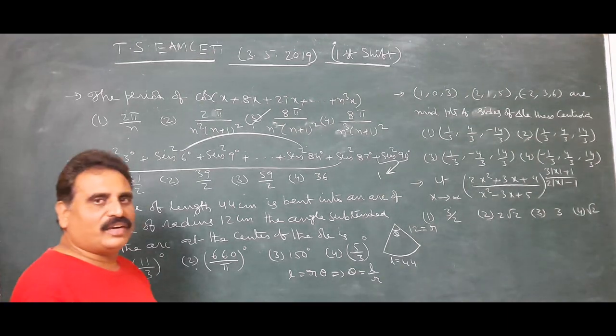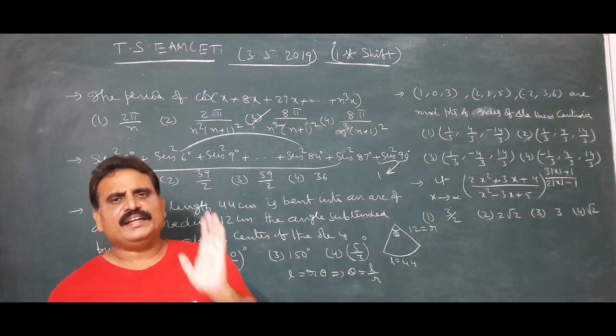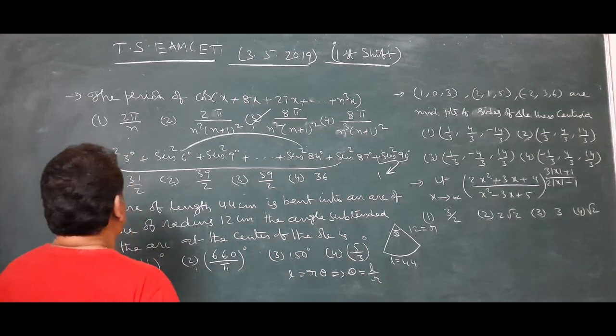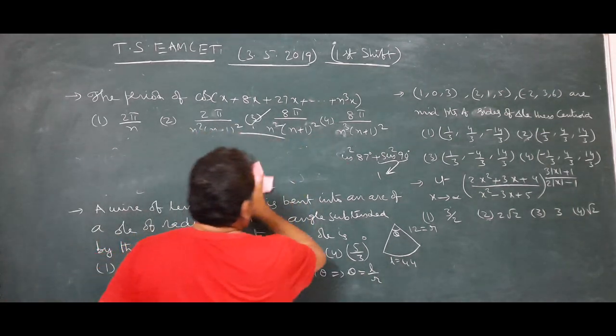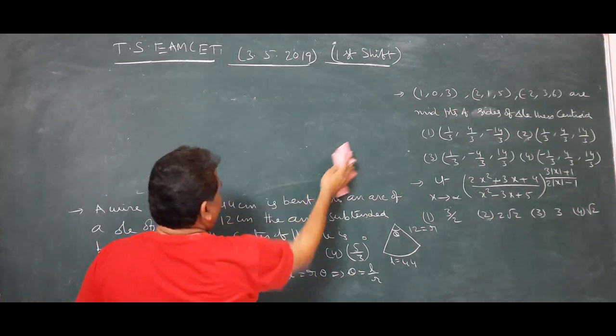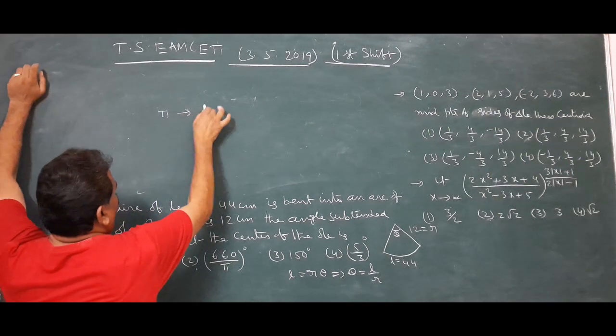Okay. 11 by 3 radians, convert into degrees. Pi radians is equal to 180 degrees.